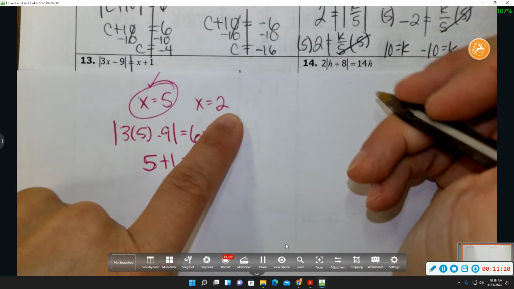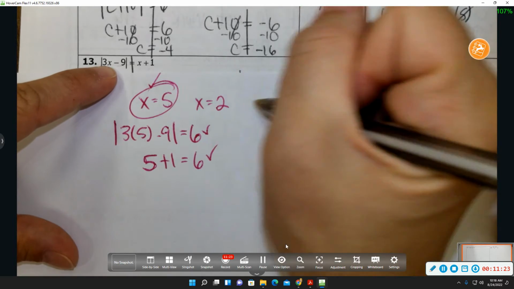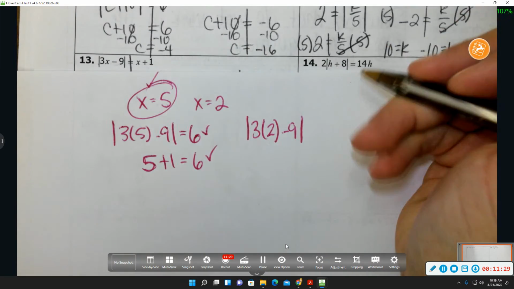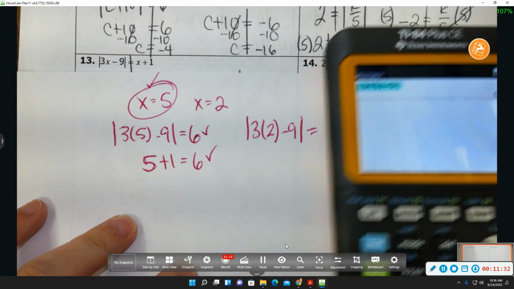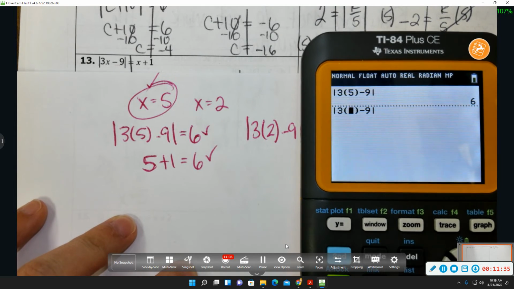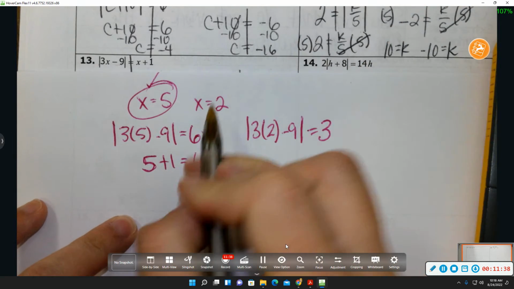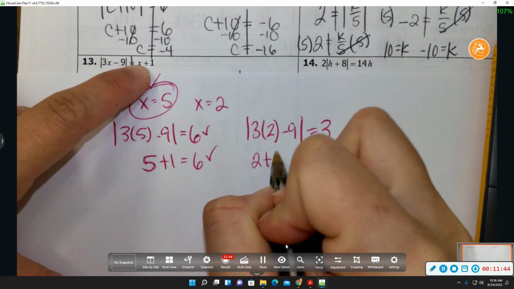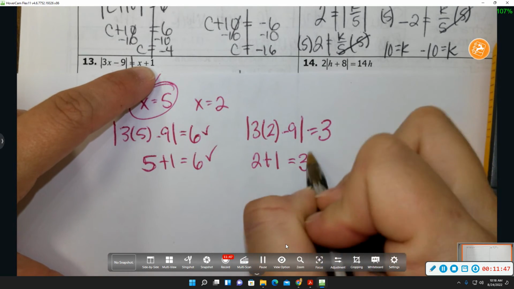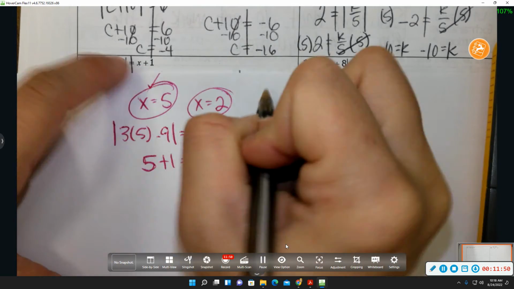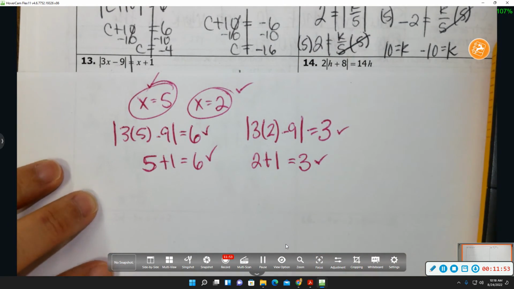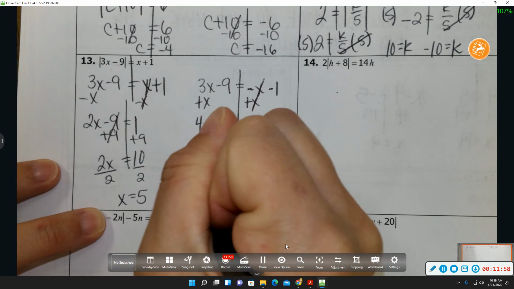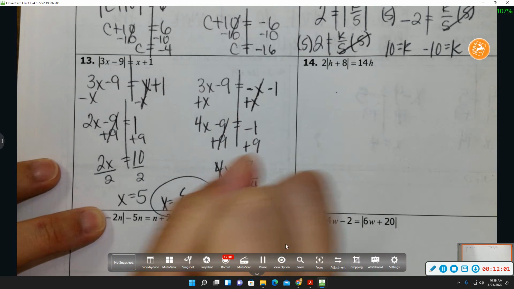Same thing. Now I'm going to try the 2. I'm going to plug it in over here. This would be the absolute value of 3 times 2 minus 9. I change that to a 2, and I get 3. Now that I've plugged it into the left, I plug it into the right: 2 plus 1, and I also get 3. Those two were the same, so yes, that works. So for your answer on number 13, x is equal to 2 and 5.